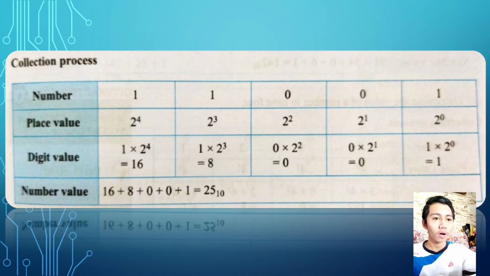Then we will do all the things together with the other numbers. Then the last thing that we need to do is number value. Lastly, we need to add all the numbers together after we have multiplied it. I mean, we must add the digit values together. Then we will get the answer is 25 base 10. So that is how we convert from one base to the other bases. Yeah.